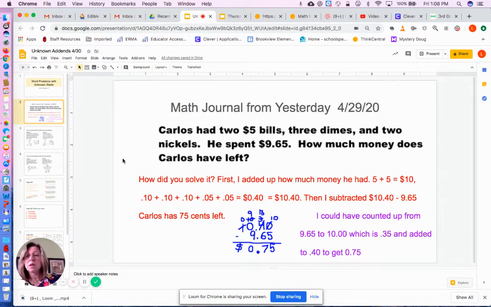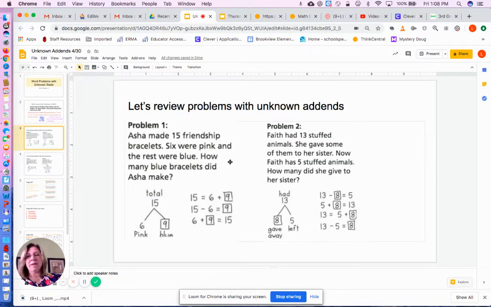Okay. All right. Before we open up our math workbooks, I want you to look at a couple problems I have here. I have two problems to review for unknown add-ins. Problem 1, Asha made 15 friendship bracelets. 6 were pink and the rest were blue. So how many bracelets were blue?